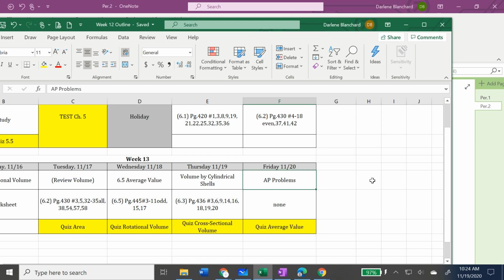So I'm not going to give you homework to procrastinate on. Cross-sectional volume is in the textbook. I just gave problems differently on a worksheet because the textbook's cross-sectional volume problems are actually hard to read. And people struggle more with reading them. And so I just finally stopped assigning them.